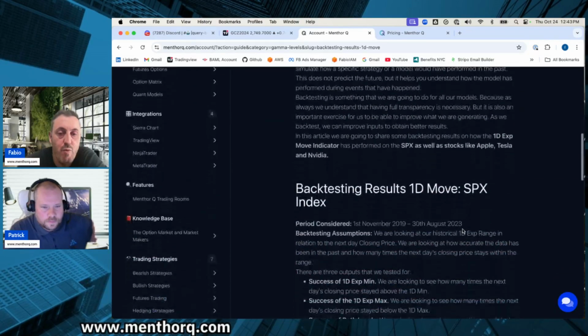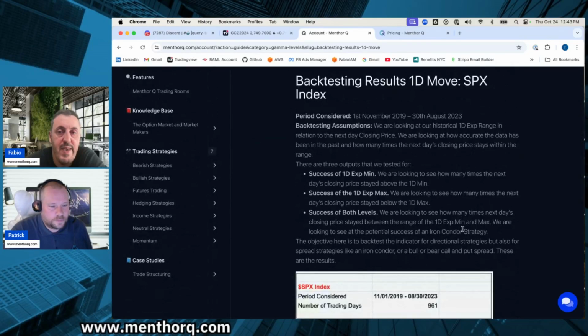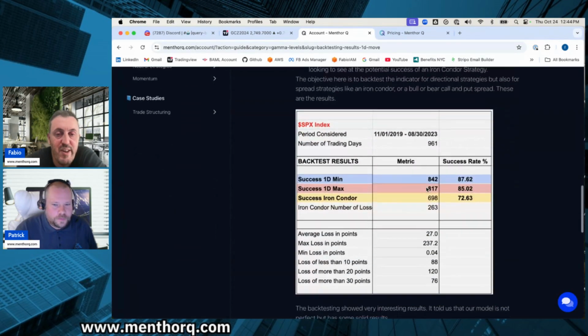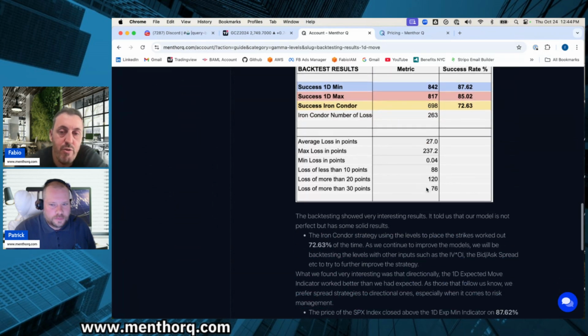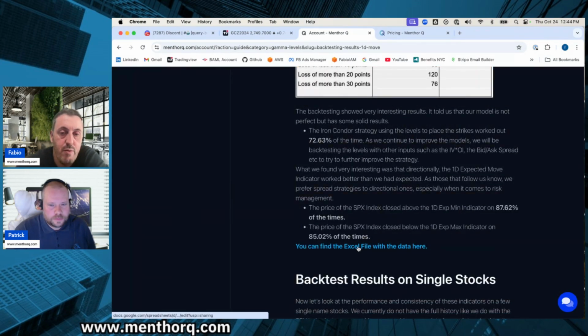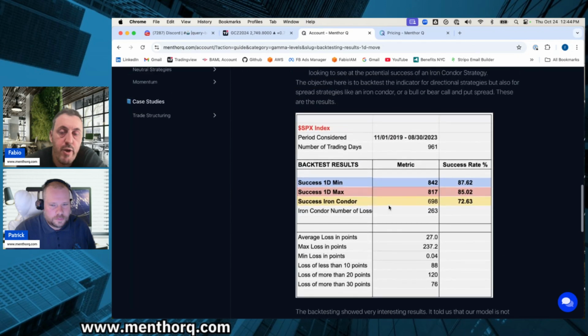So the backtesting was taken at the end of last year. The period is 4 years of data, looking at options data on SPX from the 1st of November 2019, so before COVID, to August 30, 2023. We've shared it before, so it's available on the website. You can also access the data right here. If you want to access the Excel file that was used for the backtesting, you can find it here. You can actually run your own backtesting as well, and you can work on that.